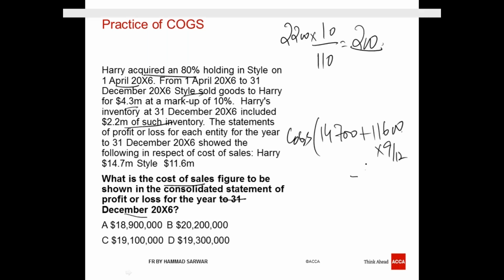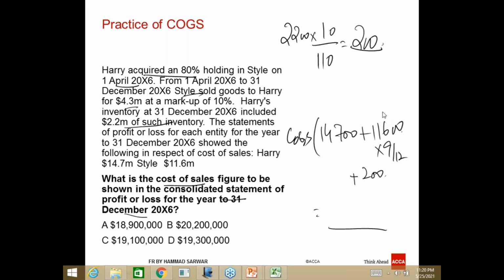So 200 should be the unrealized profit added here, and as there is no excess depreciation, the final answer should be 14,700 plus 11,600 into 9 by 12 plus 200. The amount should be B.